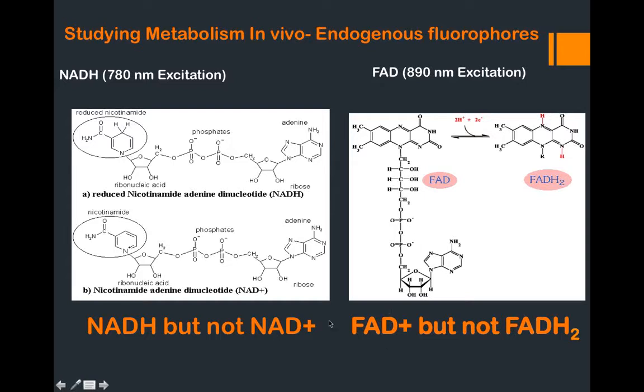Conversely, FAD in its oxidized form is fluorescent, but not in its reduced form of FADH2. So this gives us what we refer to as a metabolic snapshot of the cell, just by looking at these relative intensities alone.